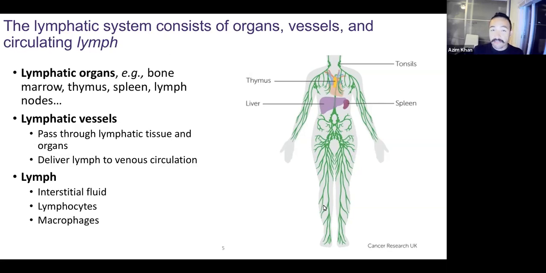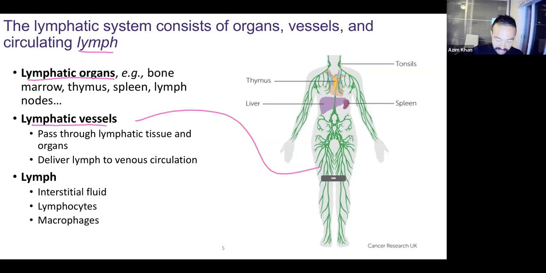The lymphatic system consists of organs, vessels, and the fluid. The fluid is called lymph, and the lymph is continuously circulating. It doesn't have a heart to pump the lymph throughout, so it's low pressure fluid flowing throughout and relies on your body movement to move it around, but it still can move around. So there's several organs that we're going to be going over, namely bone marrow, thymus, spleen, lymph nodes, and a few others.